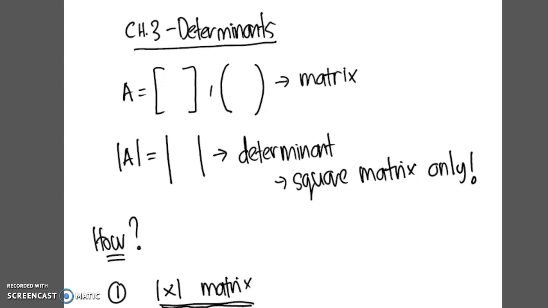Determinant is only applicable for square matrix. If you still remember, a square matrix is where your number of columns is equal to the number of rows. Matrix A is written in square brackets or just brackets like this. This is the square matrix. However, for determinant, we use this modulus sign. This means it is a determinant, and it is only applicable for square matrix.